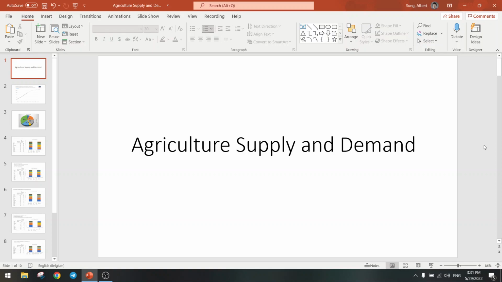Today we're going to talk about agriculture, supply and demand. Because we need to know the background of agriculture when we invest in this sector.